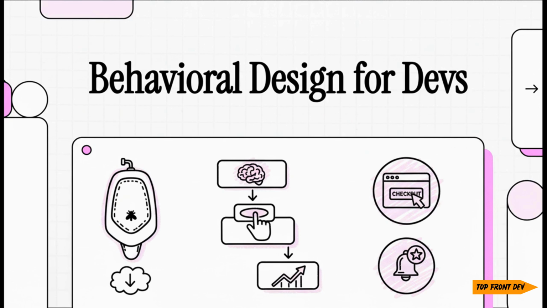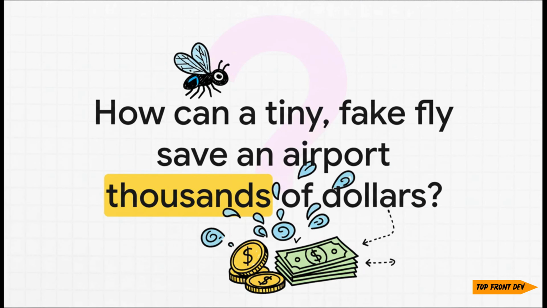Well, that right there is the whole idea behind a super powerful field you might not have on your radar: behavioral design. So, to really get what I'm talking about, we're going to start with a story. It's a little strange, but it's totally true. It involves a massive international airport, a really messy and expensive problem, and a common housefly. The question is, how on earth are those things connected?